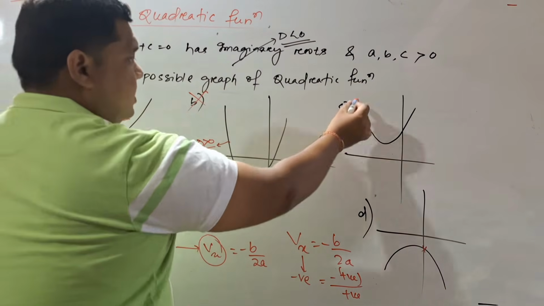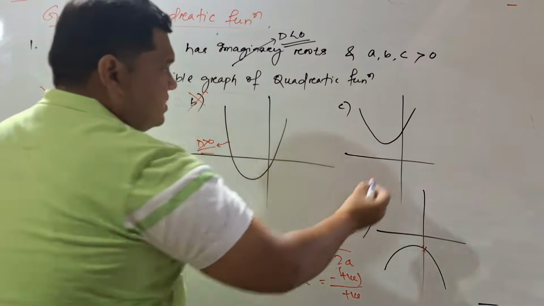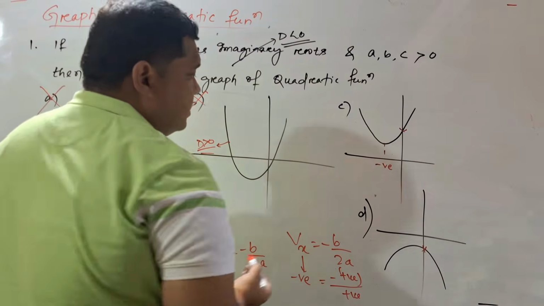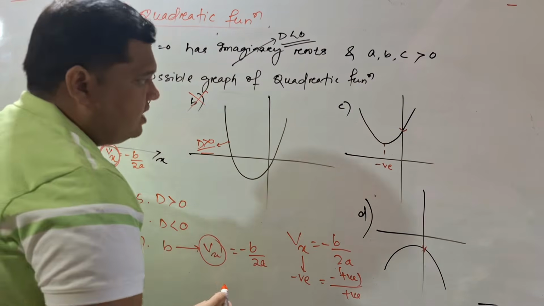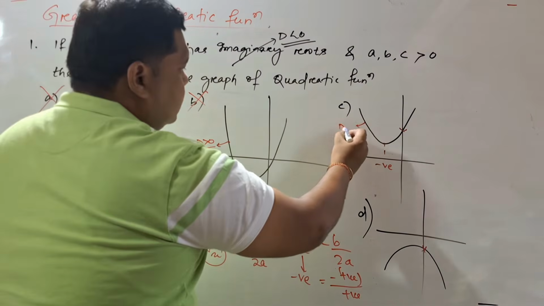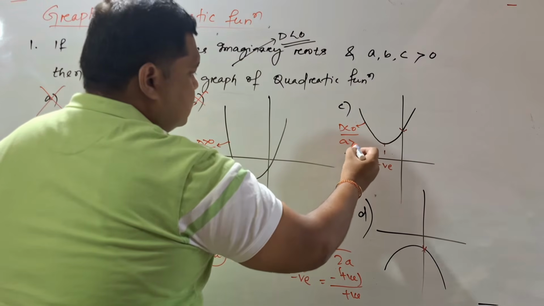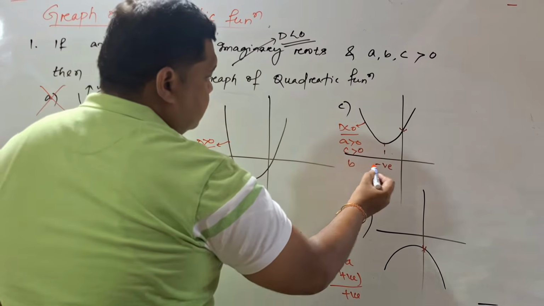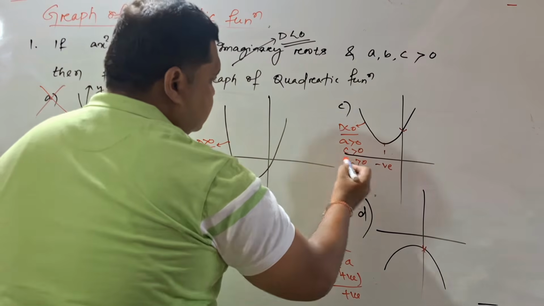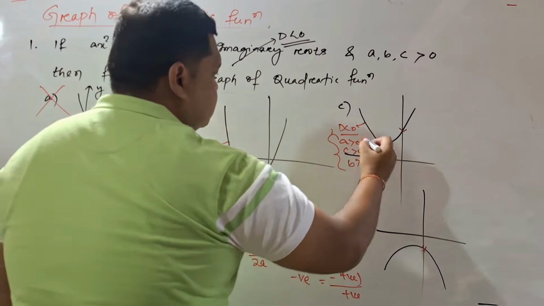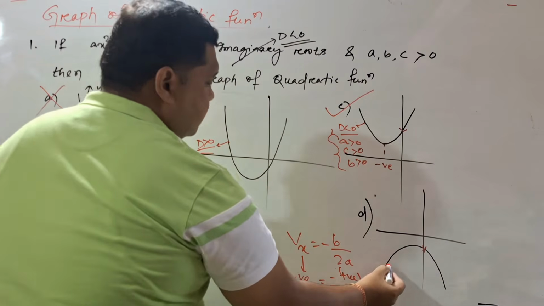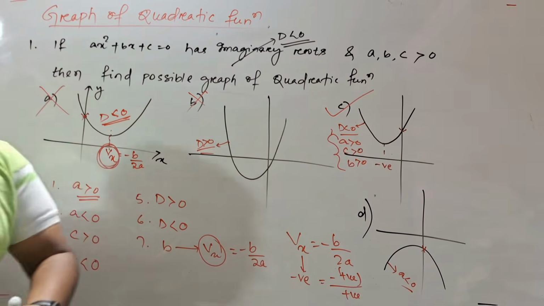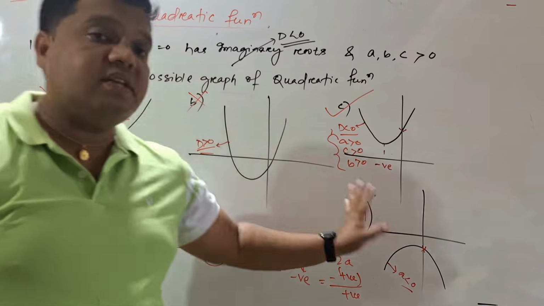If I observe C, here A greater than 0, C greater than 0, the vertex is negative, and D already told you, here D less than 0, A greater than 0, C greater than 0, and B is what? The status of B, it is positive, greater than 0. These 3 are given. So this one is the correct answer. Why is this not my answer? Because here A is less than 0. So if the data is given, you can predict the graph.